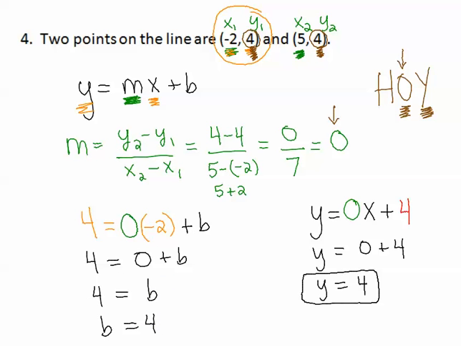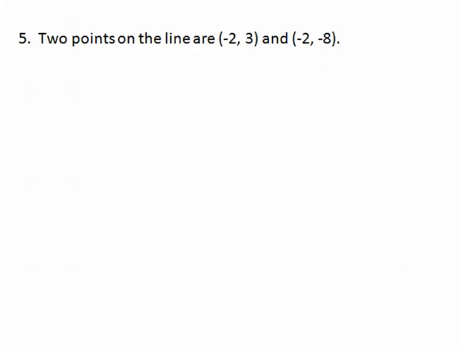Let's try something similar for number 5. Notice in number 5 that both of the x coordinates say negative 2. So if this x is negative 2 and this x is negative 2, that means the equation must be x equals negative 2. And that's it. And we're done.